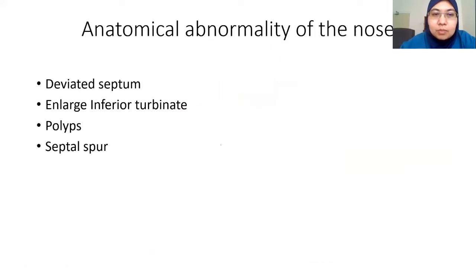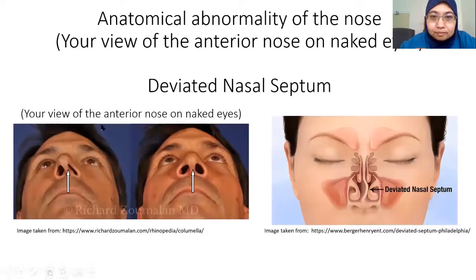Some of the anatomical abnormalities that can be found in the nose that can cause problems when we want to do the swab: the commonest are deviated nasal septum and large inferior turbinate. Sometimes the patient has grade 4 polyps. Grade 4 polyps are polyps that extend down to the floor of the nose, and sometimes we can have a septal spur. I will show you pictures of these structures.